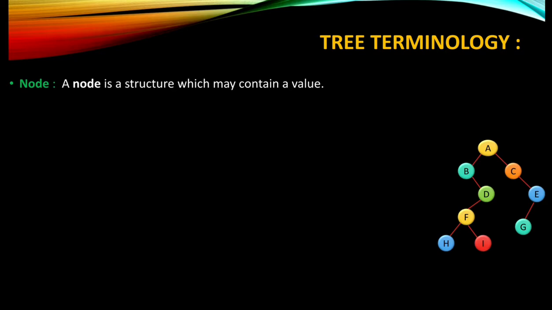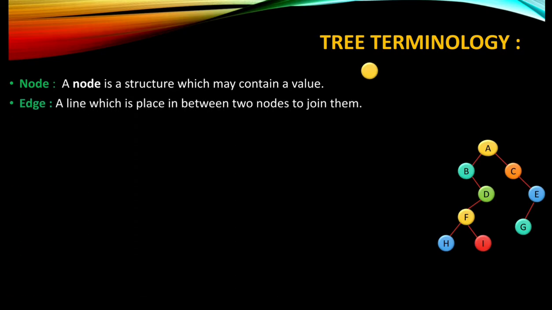Node is a structure which contains a value. Now the values in front of us are capital A, capital B, capital C, each and everything for nodes. It means all the circles we are having are nodes. Edge, a line which is placed in between two nodes to join them. That line is an edge.